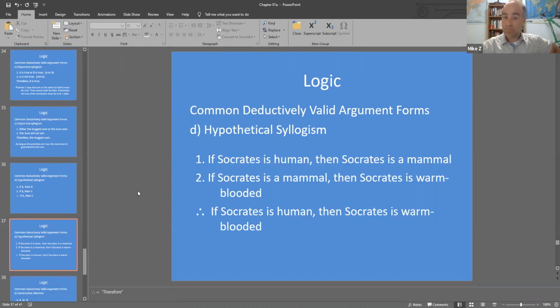So here's an example of that hypothetical syllogism that's kind of familiar to us, but we have to pick a few different terms to get it to fit into this argument form. So if Socrates is human, then Socrates is a mammal. If Socrates is a mammal, then Socrates is warm-blooded. So we can conclude that if Socrates is human, then Socrates must be warm-blooded.